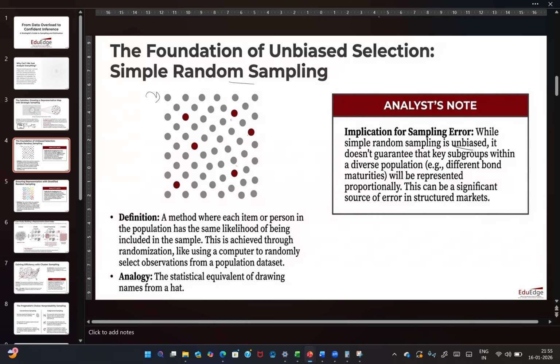But it doesn't guarantee that all subgroups are covered. For instance, your sample selected could maybe have more of IT stocks or more of banking stocks, but less of auto, maybe less of FMCG. And hence, the fear is that the sample might not be representative. This is the biggest drawback of simple random sampling. It might not have all the subgroups or might not have enough representation of respective subgroups.